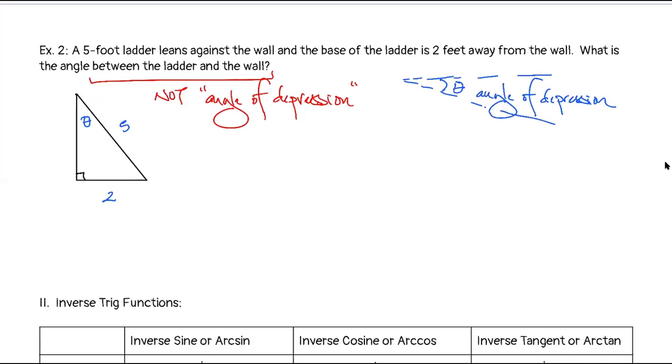Okay. So just like before, I'd like us to think about how we might set this up. Which trig function do we want? Do we want to use sine or cosine or tangent?